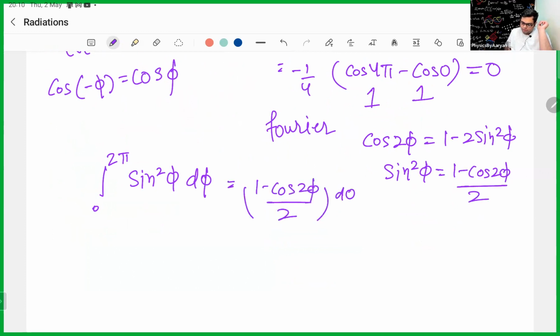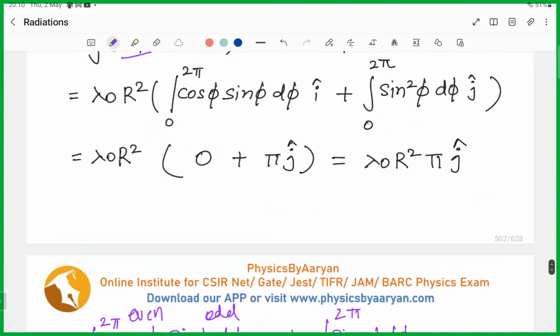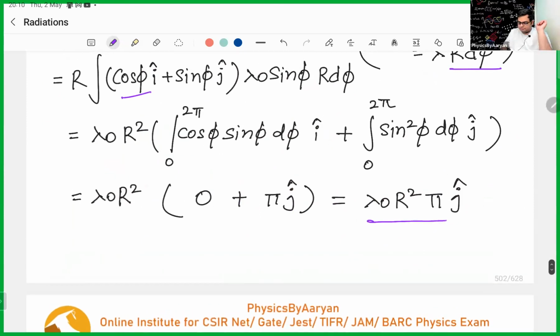I hope that now you can do an integration. Half will become phi, and cos 2 phi will become sine 2 phi, and then you put the limits. Okay, so this, sir, is how. Thank you, sir. Yeah, so this is my dipole moment.